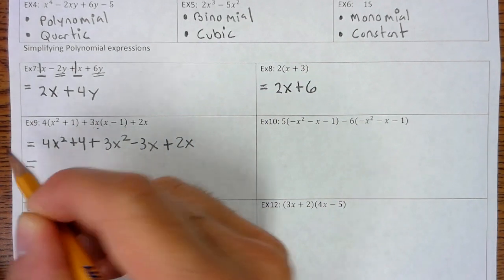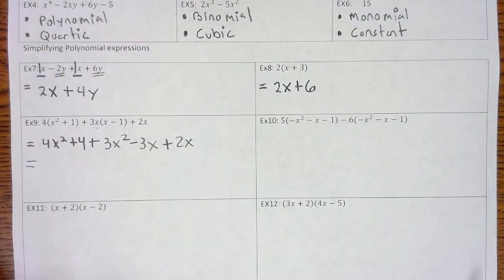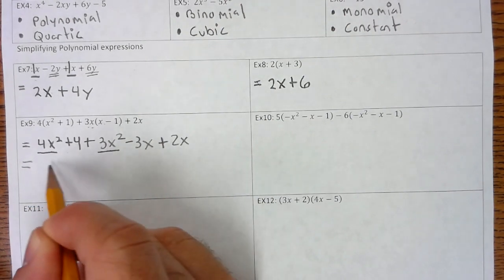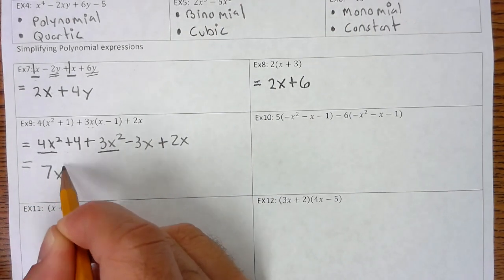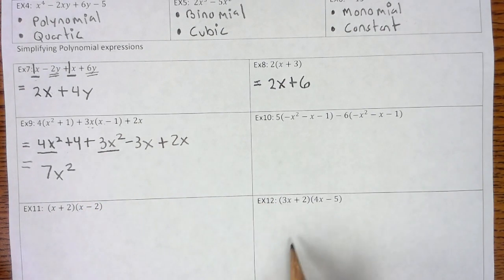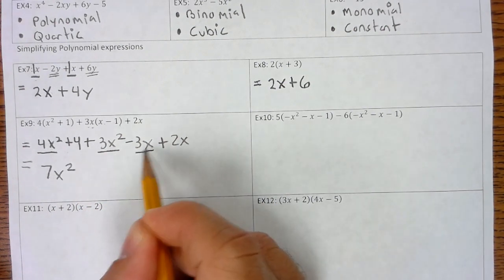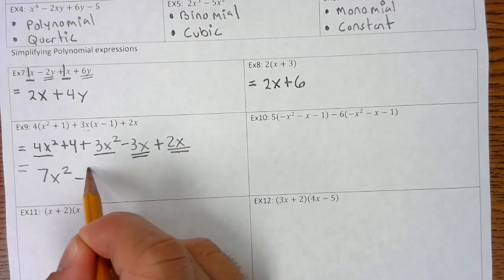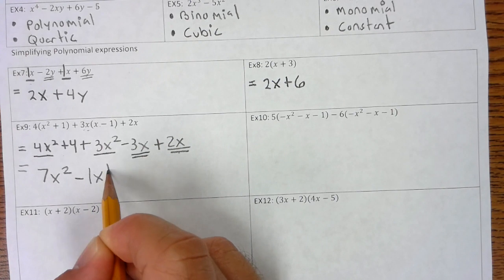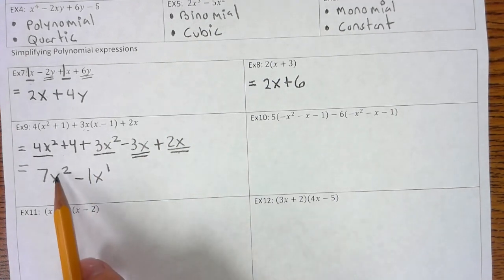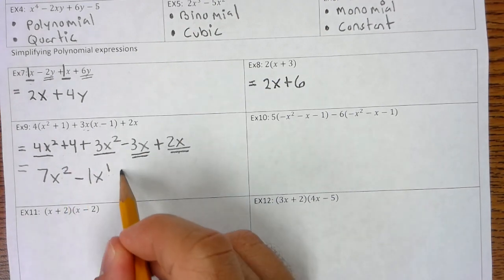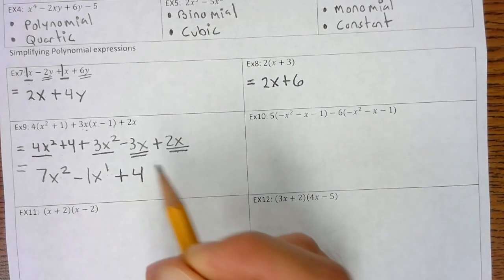All right, step 2, combine like terms. So combine the x squareds, 4x squared and 3x squared, so that's 7x squared. And then we combine the x's, so negative 3x plus 2x is a negative 1x, technically to the first power, because you want to put the exponents from highest to smallest, so 2, 1, and then constant last, so plus 4.